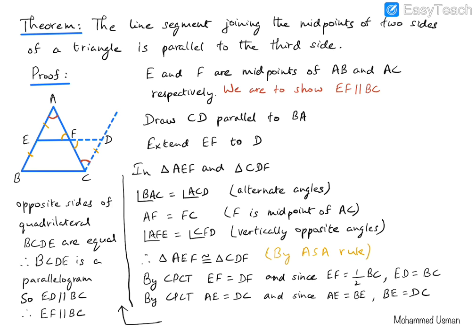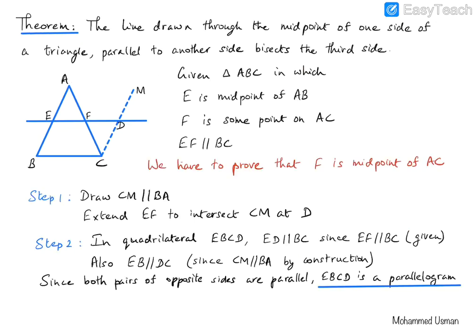So in the theorem, it is stated that the line segment joining the midpoints of the two sides is parallel to the third side. But in the converse, if we say that one of the points is the midpoint and the line segment is parallel, then the intersection with the third side will also be the midpoint of that particular side. That is what is going to be the converse statement of this theorem. So let us state that and then go on to prove that.